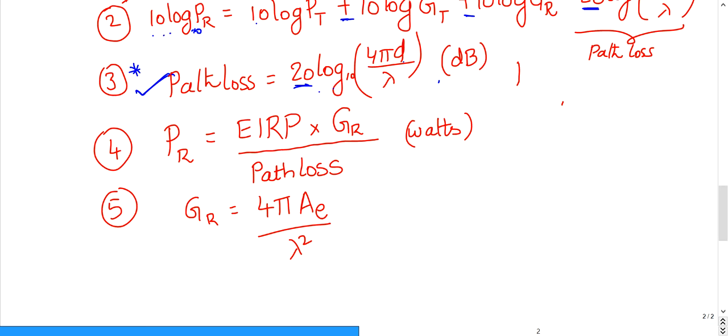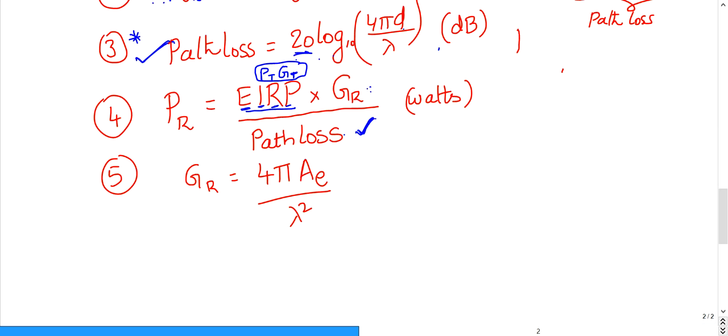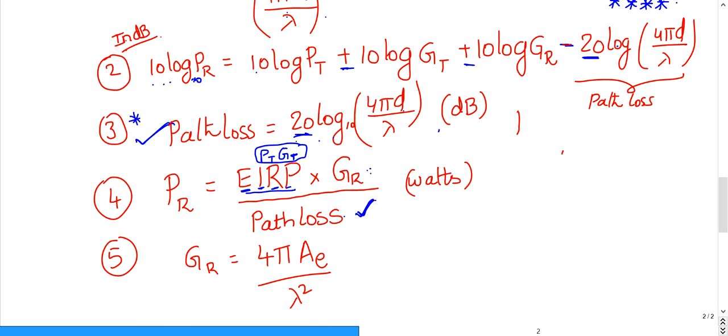One more formula which is sometimes asked in the exam is received power. Received power is nothing but EIRP into receiver gain divided by path loss. The denominator is path loss, that you understood anyhow. Numerator is PT GT into GR. Instead of PT GT, I wrote EIRP. EIRP is nothing but effective isotropically radiated power. Once again, effective isotropically radiated power is nothing but PT GT. So EIRP into GR divided by path loss. All are based on the first formula; I'm making some derivations from that.